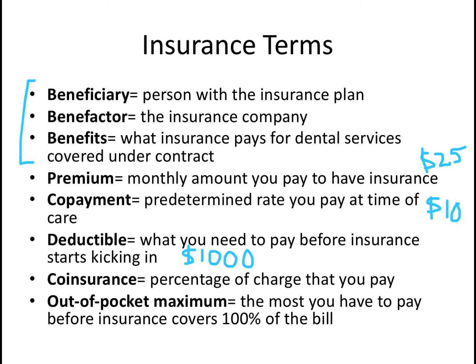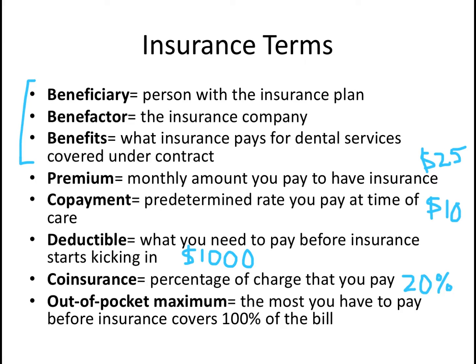Next we have coinsurance, and this is the percentage of the cost that you must pay, with the rest being paid by your insurance plan. So if you have, let's say, 20% coinsurance, and your deductible has already been met, so you've already put $1,000 towards your medical charges, that means you would pay 20% of each dental bill, and your dental insurance will cover the remaining 80%.